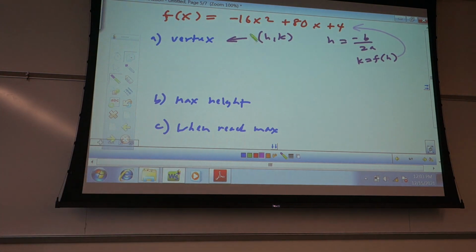First of all, should this be facing down or up? Down. It's unhappy, right? It's negative. So it's going to be like this. My vertex, just as a reminder, is this point right there. It's going to be a maximum.